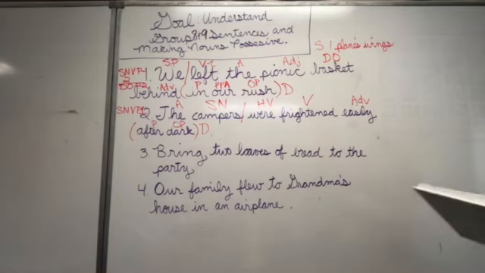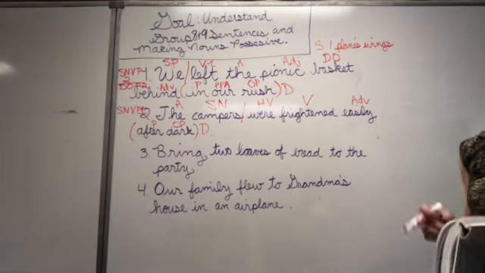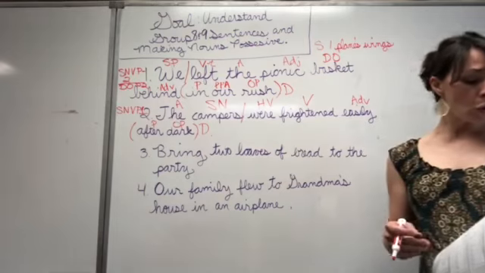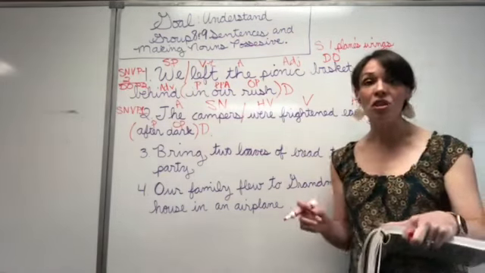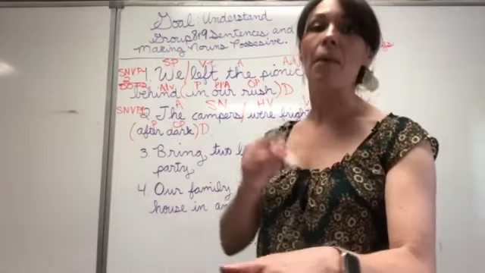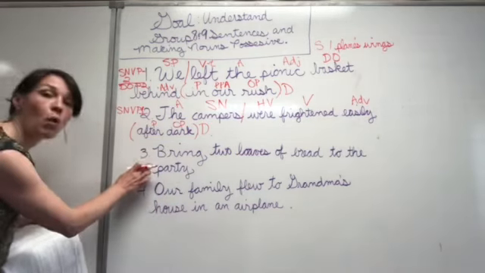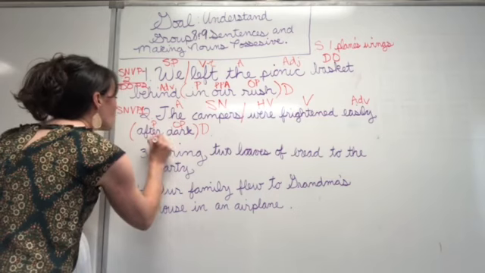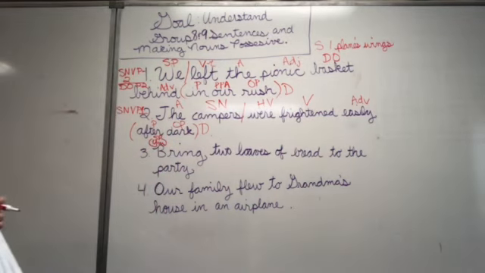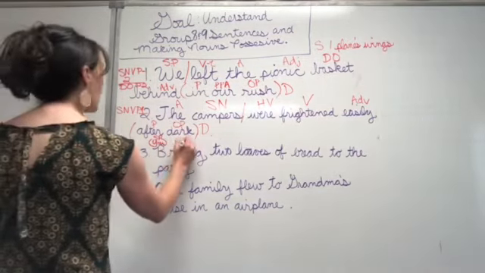All right, bring 2 loaves of bread to the party. Who brings 2 loaves of bread to the party? You, right? So we have an understood subject pronoun. We know they're talking about you. It's a command. So we know that we need to put a little you over here. We need to write you in parentheses, you, and write it as our subject pronoun. I lost my place. What is being said about you? You bring. So bring is our verb.